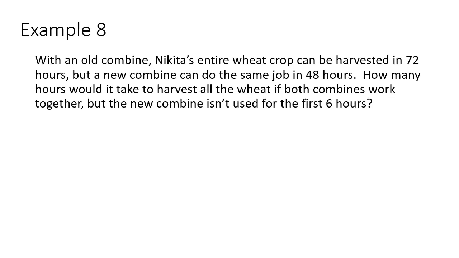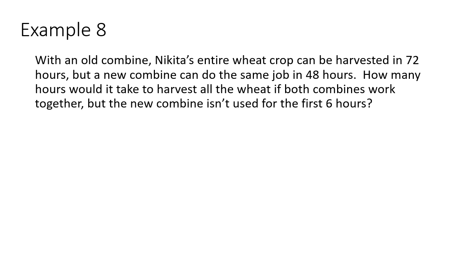Let's take a look at one more example of a work problem. In example 8, we're told that with an old combine, Nikita's entire wheat crop can be harvested in 72 hours, but with a newer one, the job can be done in 48 hours instead. We're asked how many hours would it take to harvest all of the wheat if both combines work together, but the new combine isn't used for the first 6 hours. Maybe it's unavailable. So this is an example of one with a time lag.